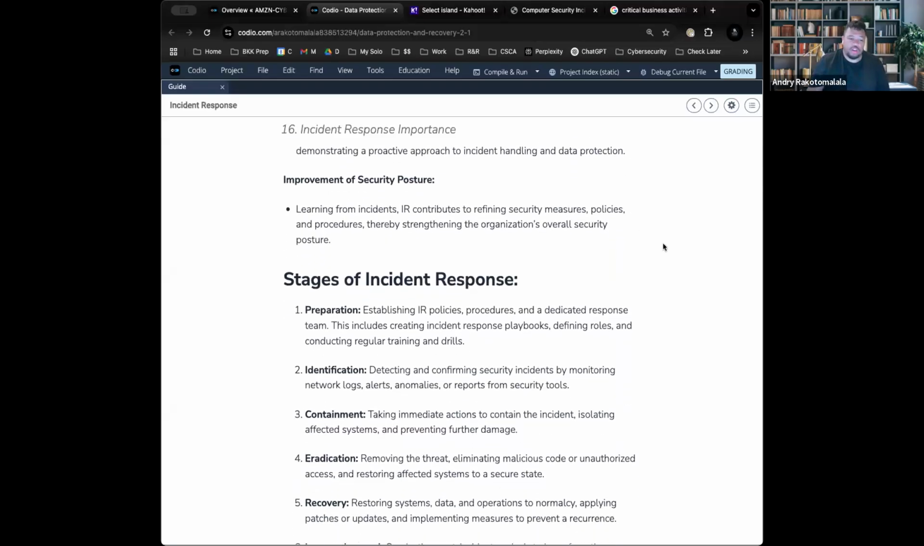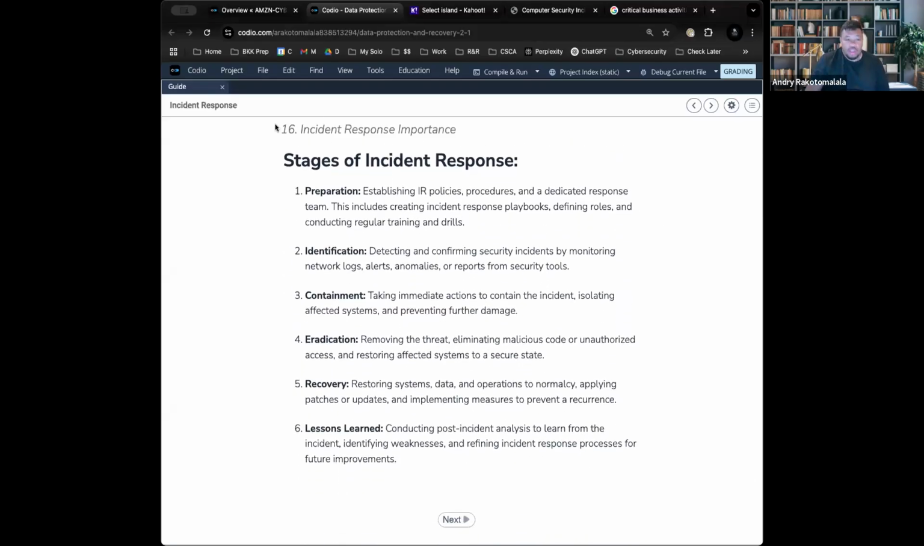Then it increases your security posture. So this is something everyone needs to memorize, okay? So I highly suggest you memorize this. The stages of incident response. There are 6. First, you have the preparation stage. This is everything you do before an incident even happens, meaning that you have an incident response policy, you have an incident response team, you have a playbook in place, you have written out steps that people need to take during an incident and everything.